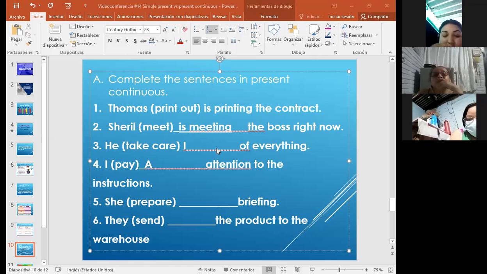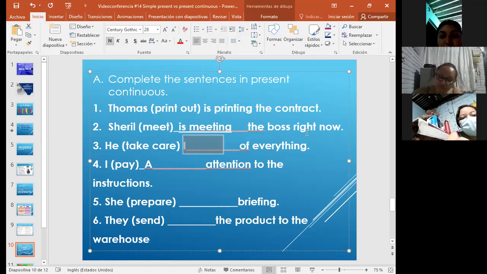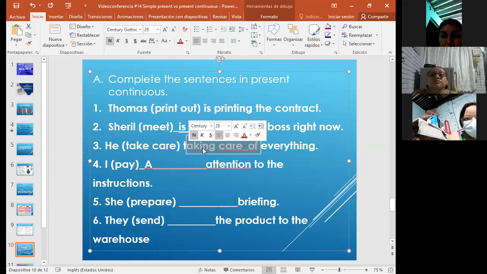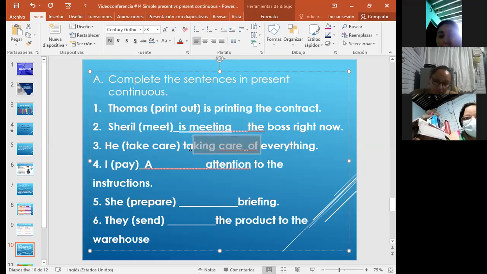Number three. Take care of everything. What do you think? Taking care of everything. So you're saying the present continuous? Okay. Yeah, he is taking care of everything, because it's not a routine, it's something that is happening. Que algo que está pasando, entonces él está cuidando la situación, right? He's taking care.